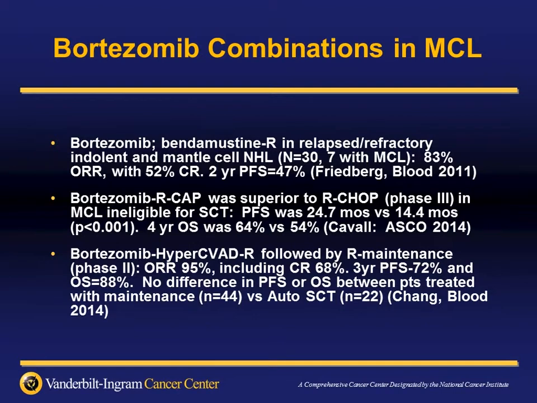Bortezomib hyper-CVAD-R was an ECOG trial, so this introduced bortezomib and rituximab, followed by rituximab maintenance, and the overall response rate was 95%, complete response 68%, progression-free survival 72%, and overall survival at 88%. There was no difference in progression-free or overall survival between patients treated with maintenance or those who got transplanted. So this suggests maybe you don't need to transplant mantle cell lymphoma if you introduce both bortezomib, dose intensity, and rituximab.